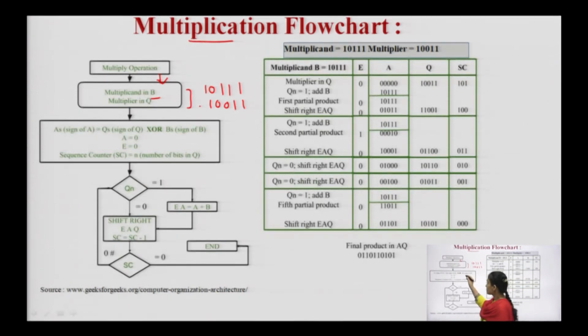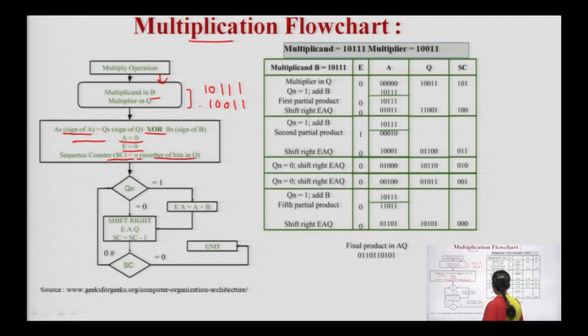See the initial conditions, as we have discussed, the result is coming in A. So, AS will carry the sign of the result of A, from Q and B. So, QS and BS will be XORed to get the final result of AS. That is, if both numbers are positive, then I will get a positive result, and if both numbers' signs are not similar, then we will get a negative result. Initially, my A is cleared to 0, E is set to 0 and the sequence counter is set to the value of n, that is the number of bits present in my multiplier.